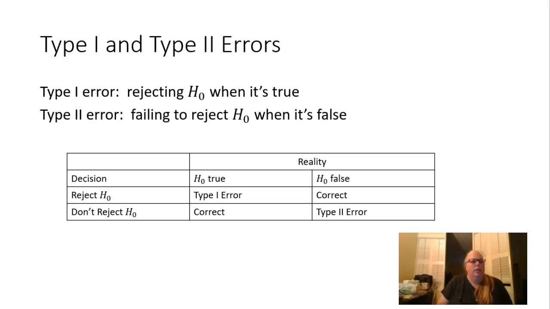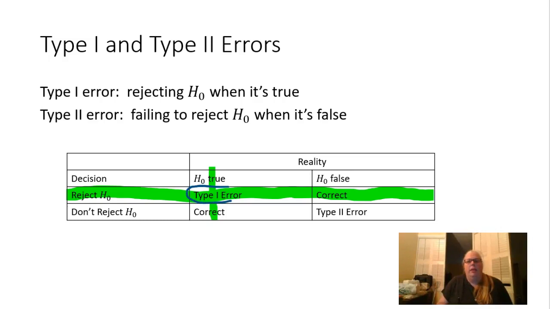The null hypothesis was rejected, even though we found out that the null hypothesis was true. It looks like we made a type 1 error in this case.